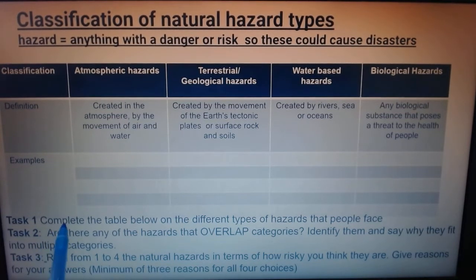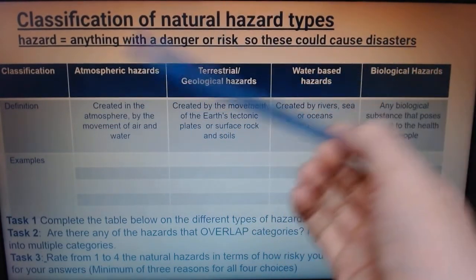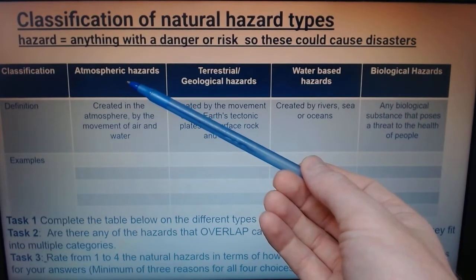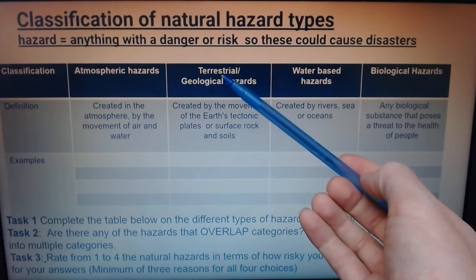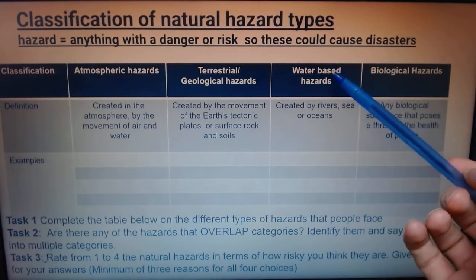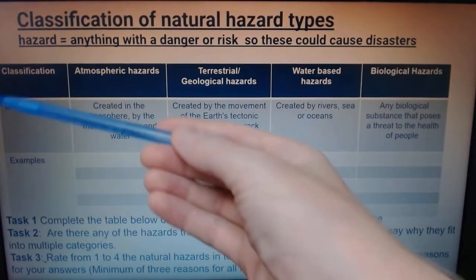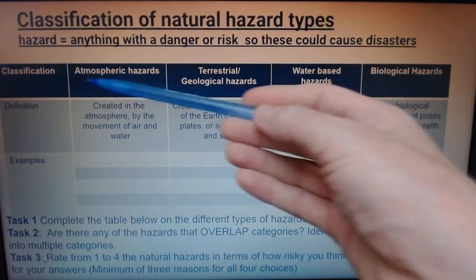Please complete them all. Complete the table on the different types of hazard that people face. So now we've got definition and examples. There's 4 different types. Atmospheric hazards, ones that happen up in the atmosphere. Terrestrial or geological, that means they happen within the ground. Water-based, obviously over rivers or seas or oceans. And then biological, so any substance, something biological. I'll give you a big hint there, that's like bacteria or viruses perhaps. So you're going to copy this table here. You need to write down everything in the table, all of these and all of these.